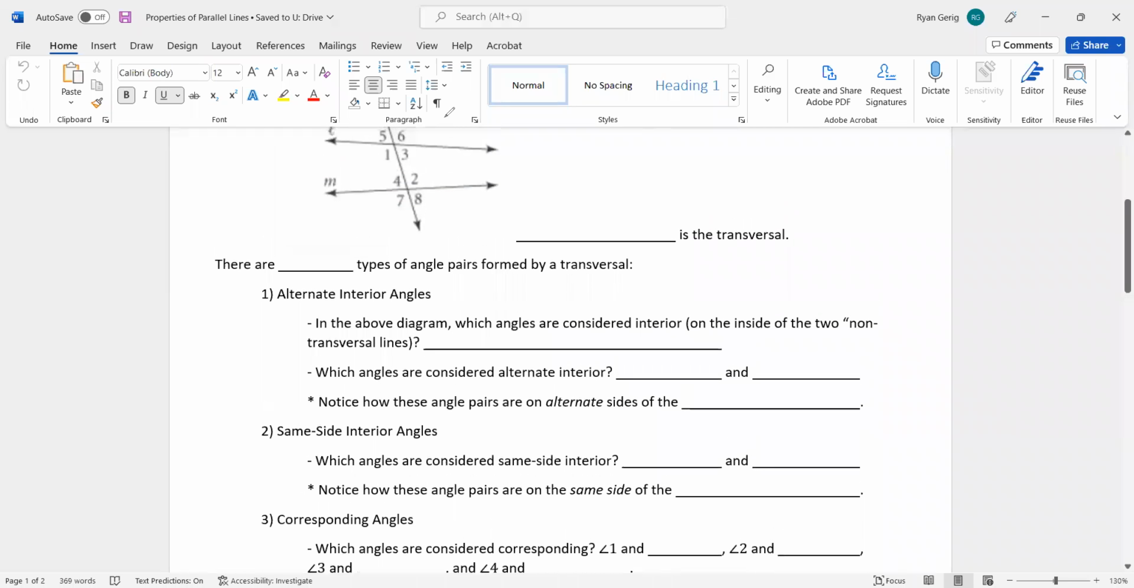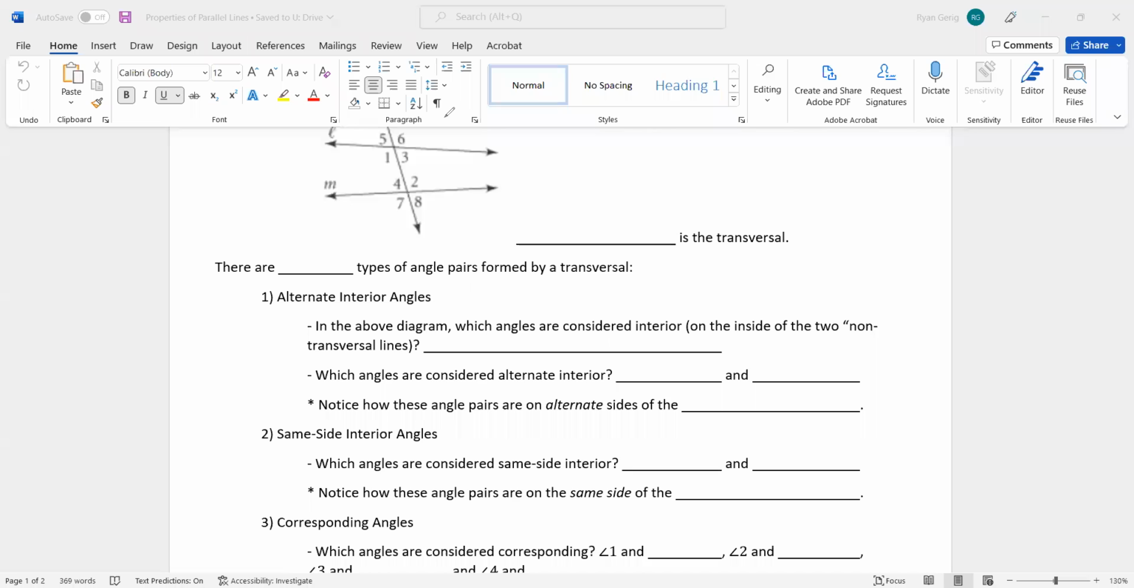Alternate interior angles. In the above diagram, which angles are considered interior? When I'm saying interior, I'm talking on the inside of the two non-transversal lines. The two non-transversal lines would be L and M. Which ones are on the interior of those two lines? Well, it'd be angles 1, 2, 3, and 4. Those are all on the interior of those two lines. So which angles are considered alternate interior? When I'm talking alternate here, I'm talking about the alternate side of the transversal.